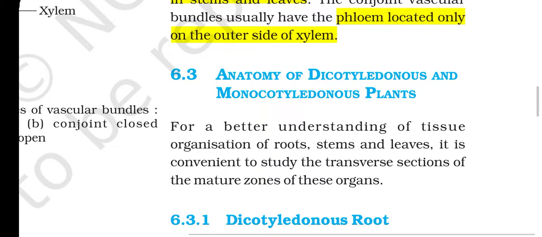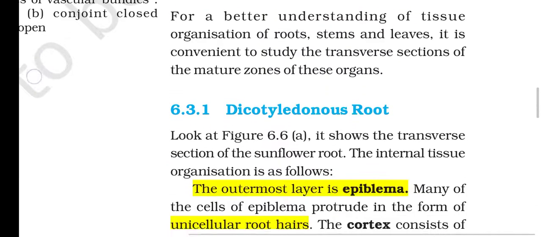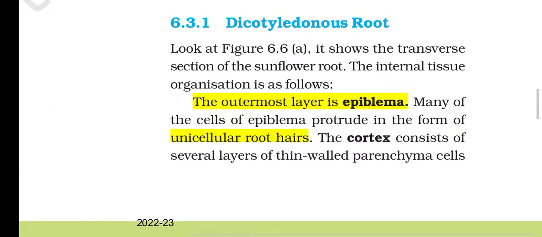6.3 Anatomy of dicotyledonous and monocotyledonous plants. For a better understanding of tissue organization of roots, stems, and leaves, it is convenient to study the transverse sections of the mature zones of these organs. 6.3.1 Dicotyledonous root. Look at figure 6.6a. It shows the transverse section of the sunflower root. The internal tissue organization is as follows.